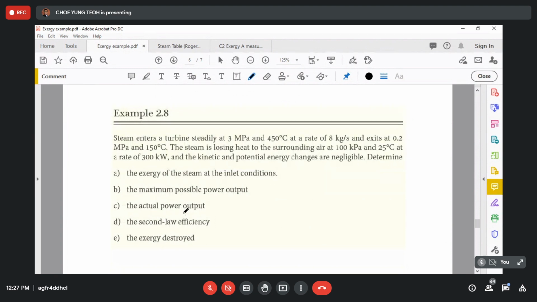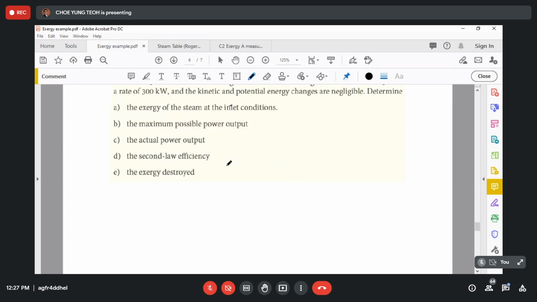2.8. Steam enters a turbine. Turbine means that it flows steadily at 3 megapascal and 450 degrees Celsius, at the rate of 8 kg per second. So you have the initial state and final state, and the steam is losing heat to the surrounding air at 100 kilopascal, 35 degrees Celsius at a rate of 300 kilowatt. And the kinetic and potential energy changes here are negligible. Determine the exergy of the steam at inlet.